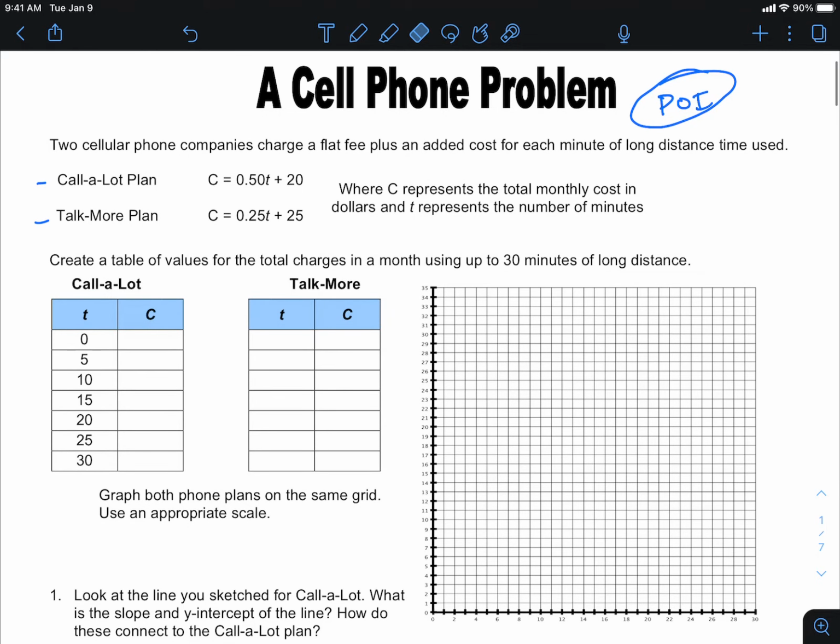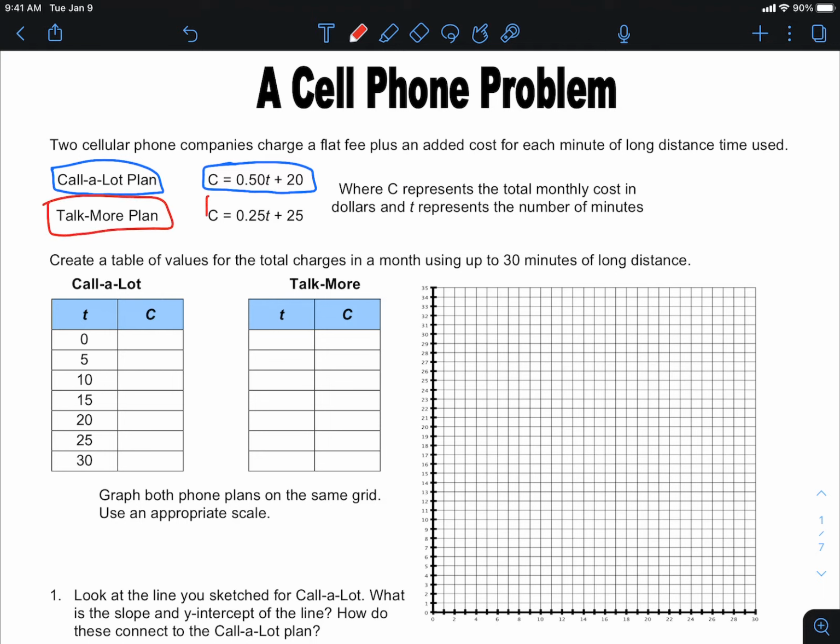So, without further ado, let's have a look at, and I'm going to do these graphs in different colors, okay? For the call-a-lot plan, I'm going to do it in blue, and I'll do the talk-more plan in red, okay? So we can just visually see the difference, okay?